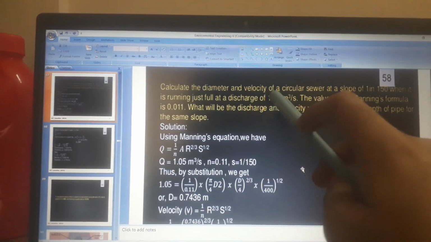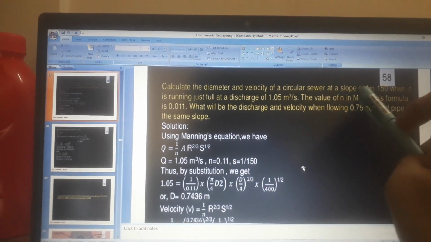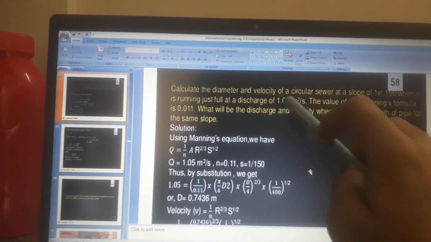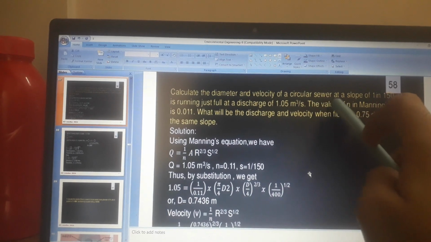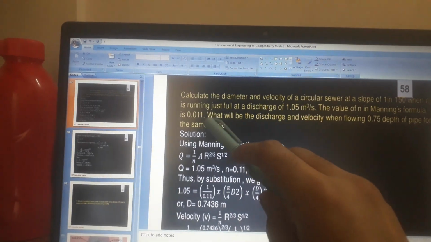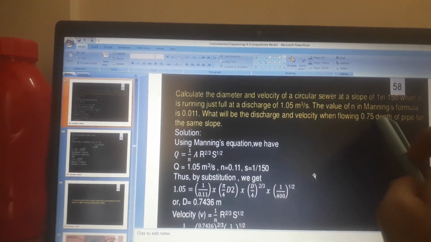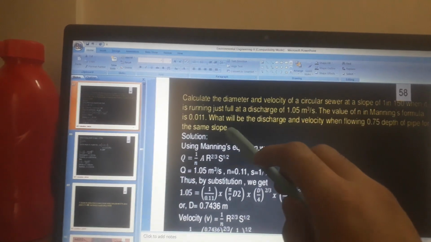Calculate the diameter and velocity of circular sewer at a slope of 1 in 150 when it is running just full at a discharge of 1.05 meter cube per second. The value of n in Manning's formula is 0.011. What will be the discharge and velocity when flowing 0.75 depth of pipe for the same slope?